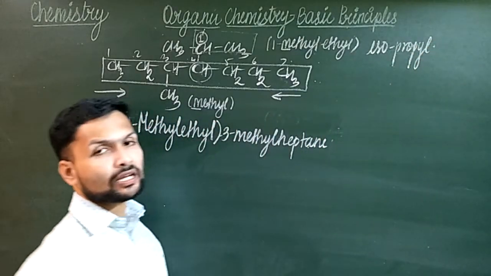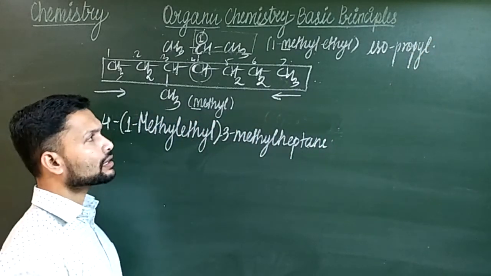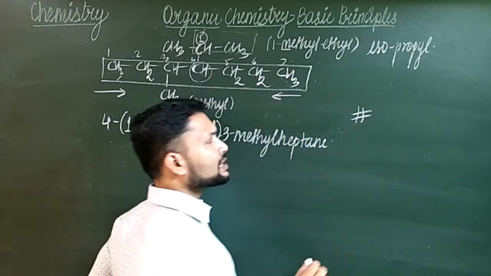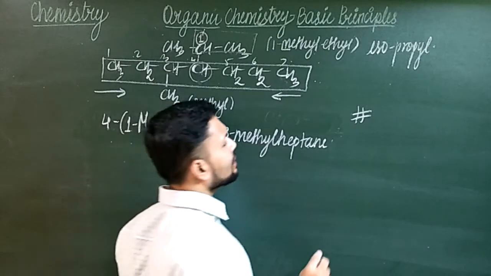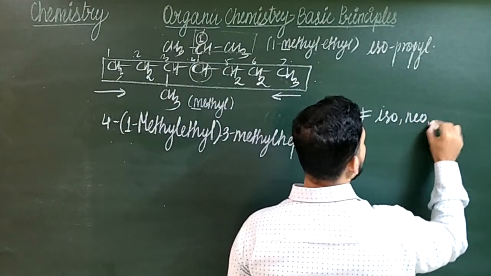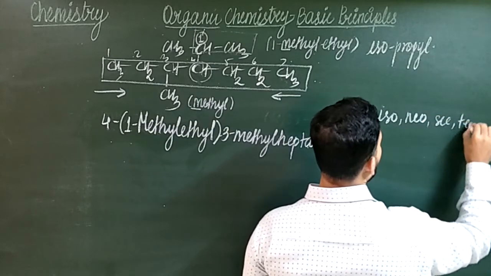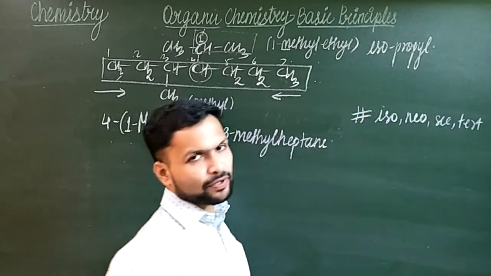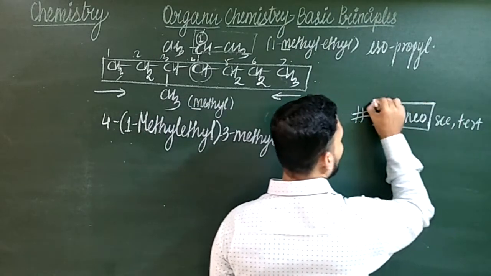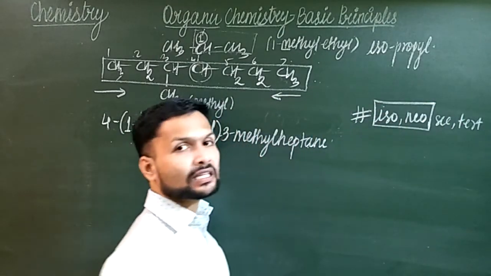Okay? So this can also be written as isopropyl. Now this is an important rule. Remember, in IUPAC naming, it's given in the NCERTs clearly, you can use iso, neo, sec, tert. You can use these prefixes, okay? But for alphabetical order, you have to consider this prefix also.